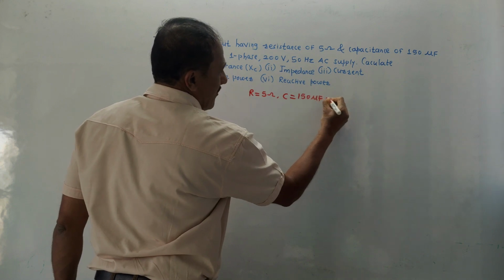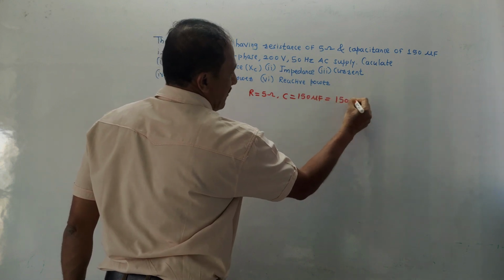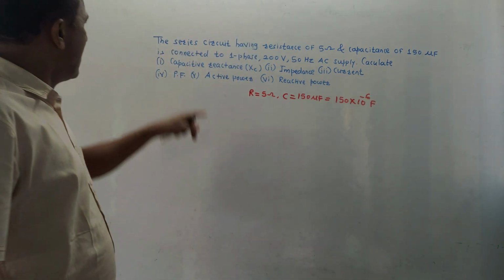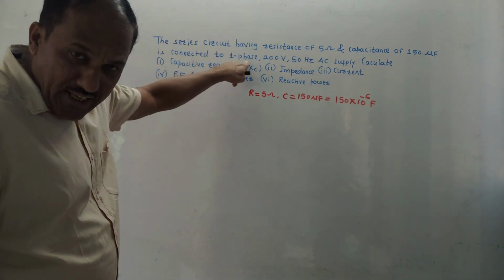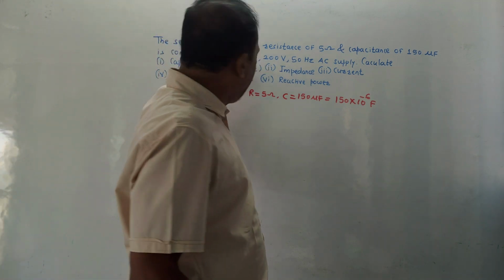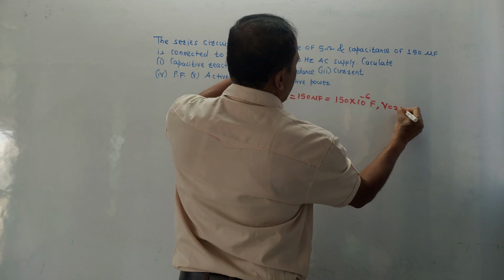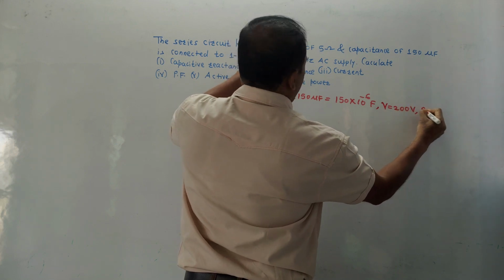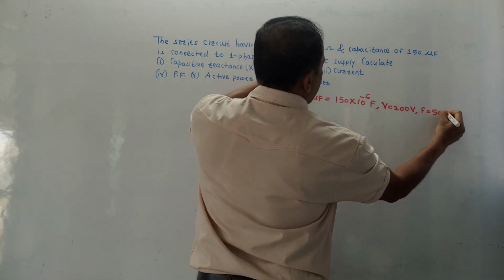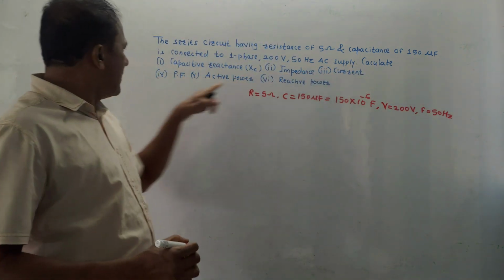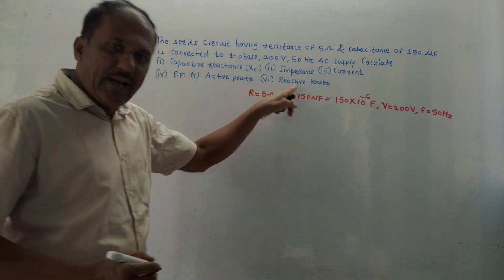Do remember, microfarad means it should be multiplied with 10 raised to minus 6 to convert it into farads. Is connected to one phase, single phase, 200 volt supply. V equals 200 volts, 50 hertz. F is 50 hertz supply. Calculate capacitive reactance, impedance, current, power factor, active power and reactive power.